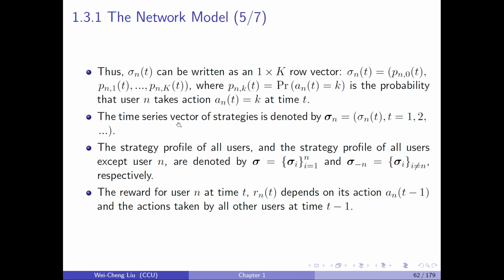The time series vector of strategies is denoted by sigma_n, and sigma_n is equal to sigma_n(t), where t is equal to 1, 2, and so on. The strategy profile of all users and the strategy profile of all users except user n are denoted by sigma, which is equal to sigma_i, i equal to 1 to N.